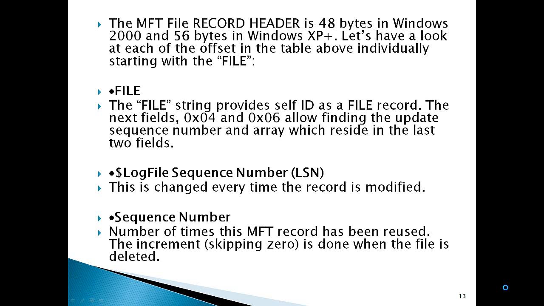So FILE, this provides an ID or a signature of a file record. The fields that follow, starting at offset 4 and 6, allow finding the update sequence number and array, which reside in the last 2 fields. So the log file sequence number, this is a large number actually, this is changed every time the record is modified. Remember we talked about the log file containing the journaled entries for things that change. So this is actually going to link this file to its entries in the log file.